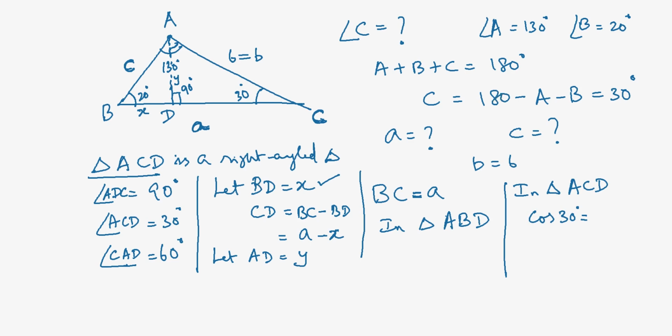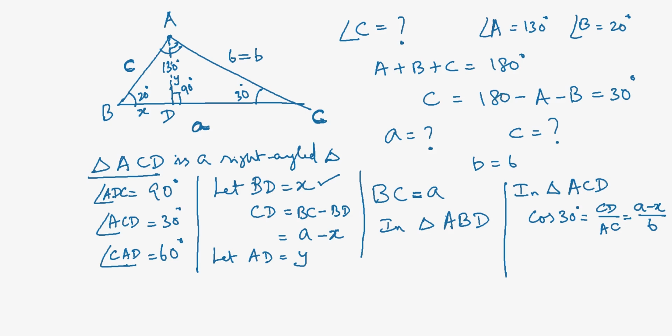Yes, the angle we know. According to the triangle, cos 30 is adjacent side by hypotenuse, right? So the adjacent side is CD, which is A minus x, divided by AC, which is our B, which is our 6. So you are saying cos 30 will be A minus x divided by 6.